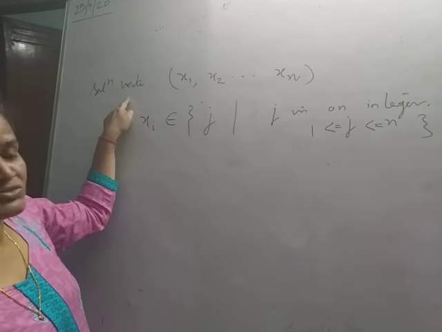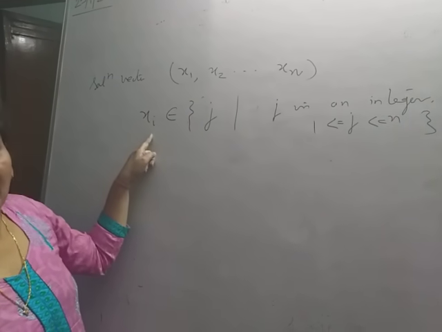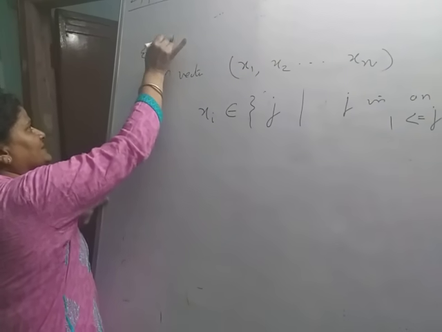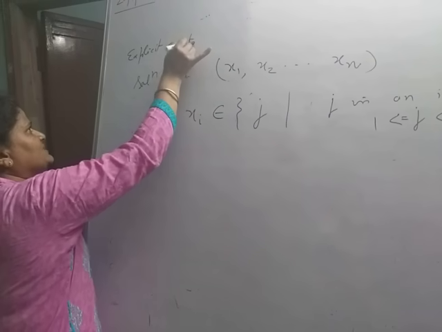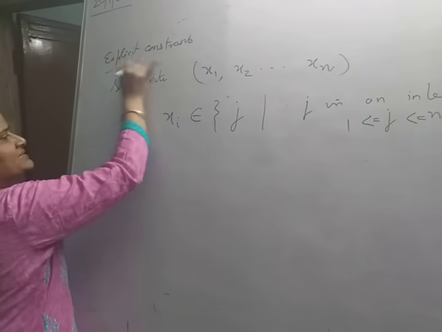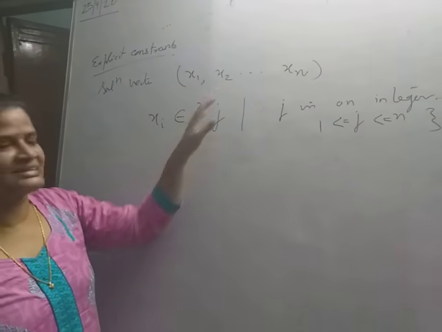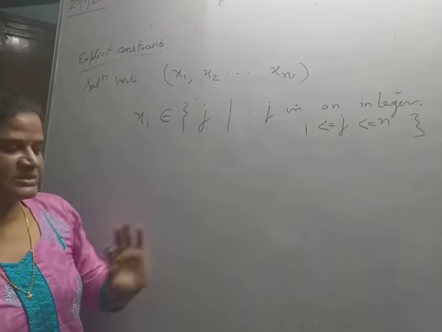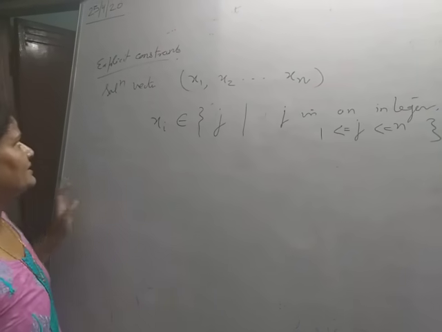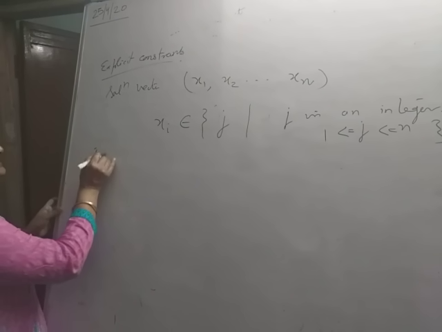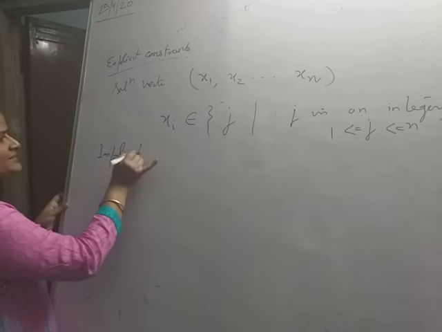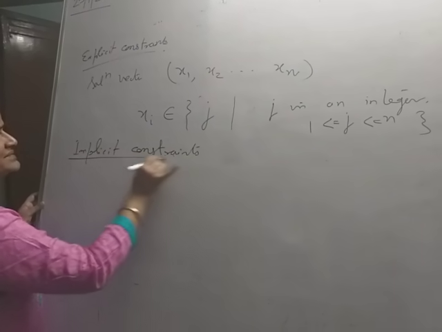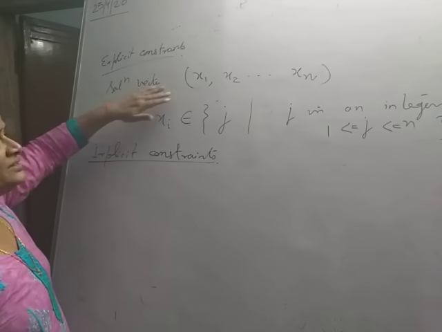So in the case of the Hamiltonian cycle, our explicit constraint is that each xi is a vertex and all the xi's must be different. Now, what are the implicit constraints? Implicit constraints means this is actually the solution vector.